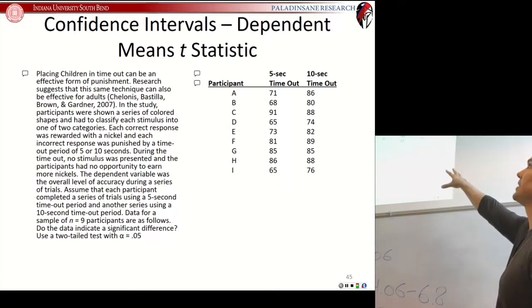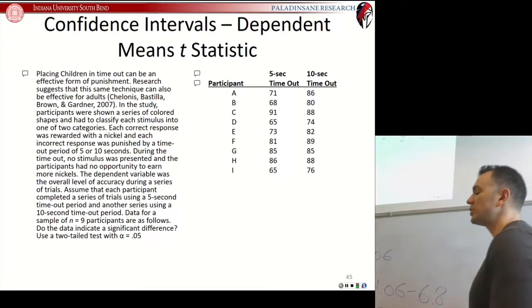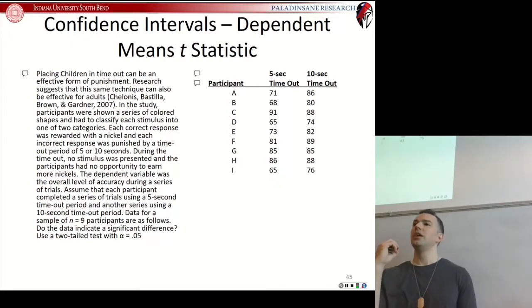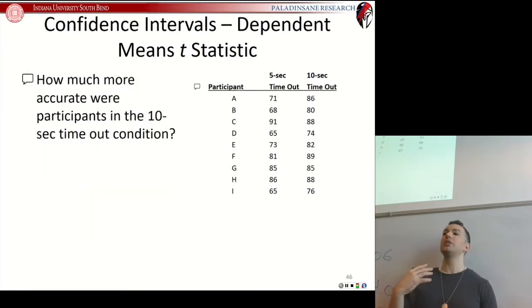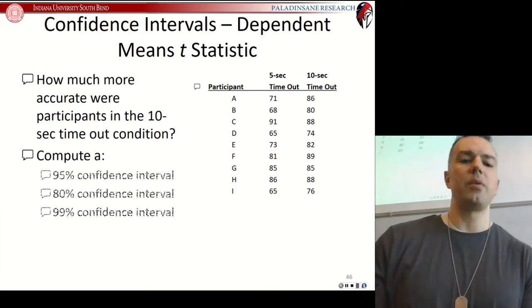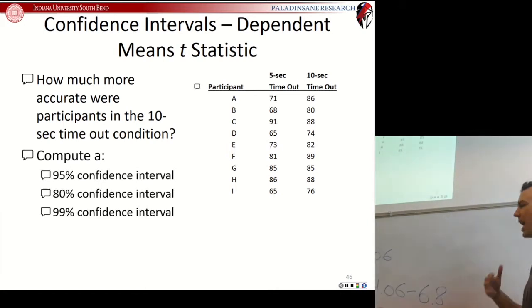They completed the 5-second timeout condition, and they also completed the 10-second timeout condition. One group of subjects measured twice. That's a dependent means t-test. So when we're asked how much more accurate were participants in the 10-second timeout condition, we know that we need to do a dependent means t-test to calculate those confidence intervals. And once again, we'll do a 95, 80, and 99% confidence interval. So once again, it's going to be the exact same kind of setup.